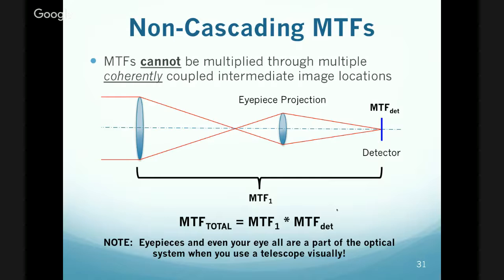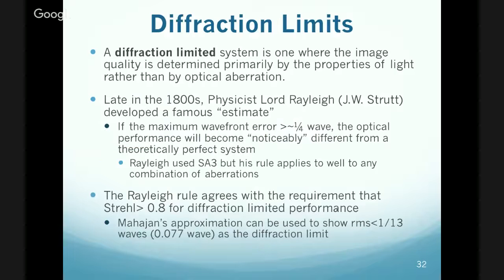Let's talk a little bit about diffraction limits, because I want to talk very quickly about how MTF relates to diffraction limited systems. A diffraction limited system is one where the image quality is determined primarily by the properties of light rather than by optical aberration. That's really what a diffraction limited system says. And that implies that the optical aberration is small. And the question is always, well, how small is small?